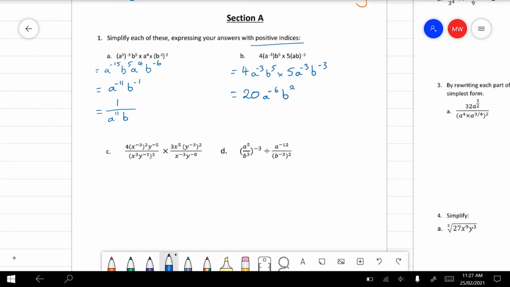We've got to answer in positive indices, so anything that's positive stays up. So the 20 stays up, the b squared stays up, and a to the power of minus 6 goes down to become positive.